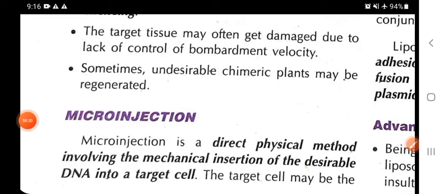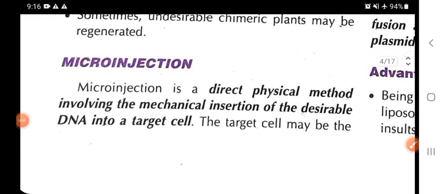So our next method is microinjection. I have discussed a little overview of microinjection. It is a very tedious and laborious technique, because experts are needed for it. Normal people cannot undergo microinjection because of failure in this process. Well, what is microinjection?